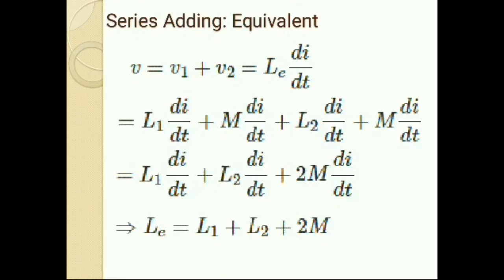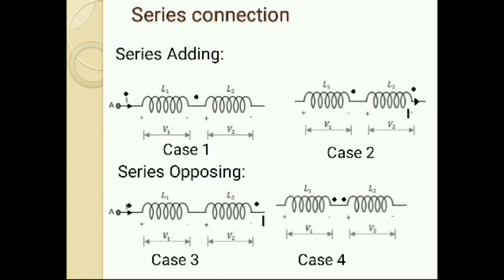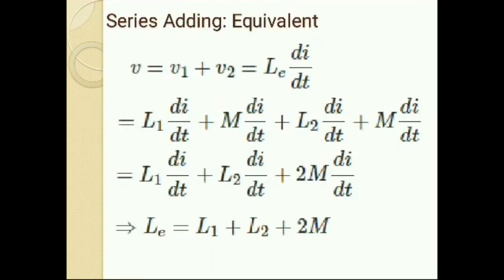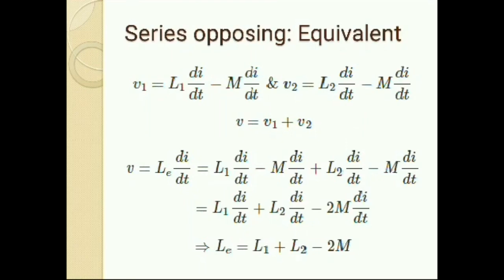Then we see series opposing connections. In this case, current enters one dot and leaves the other dot. In case 4, current leaves the first dot and current enters the second dot. So in this case, we write the voltage equation V L1 equals L1 into di1 by dt minus M into di2 by dt, and V L2 equals L2 into di2 by dt minus M into di1 by dt.